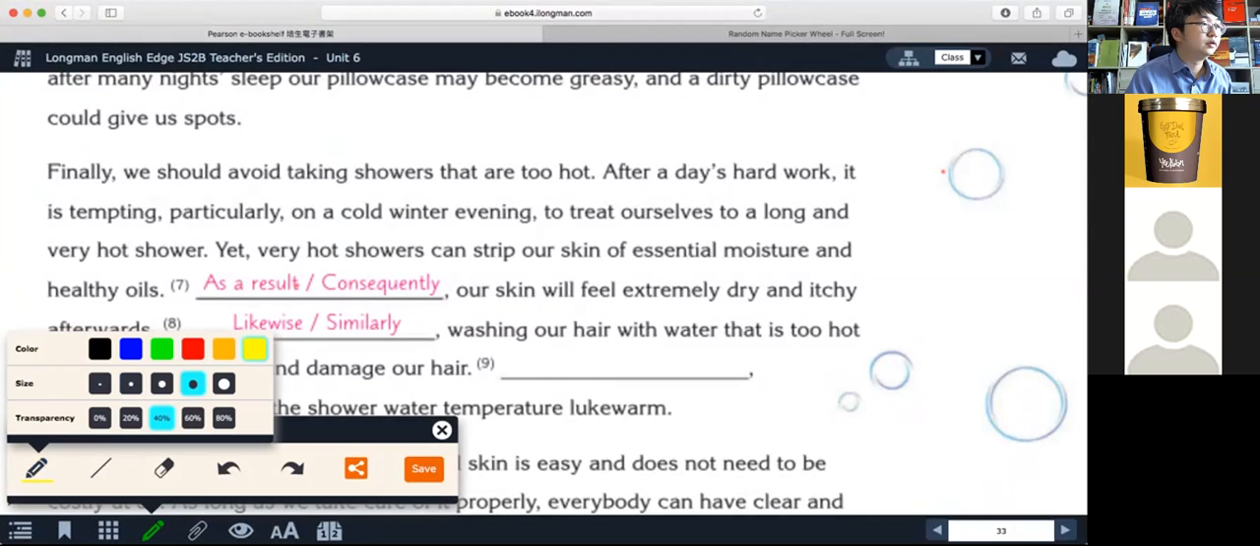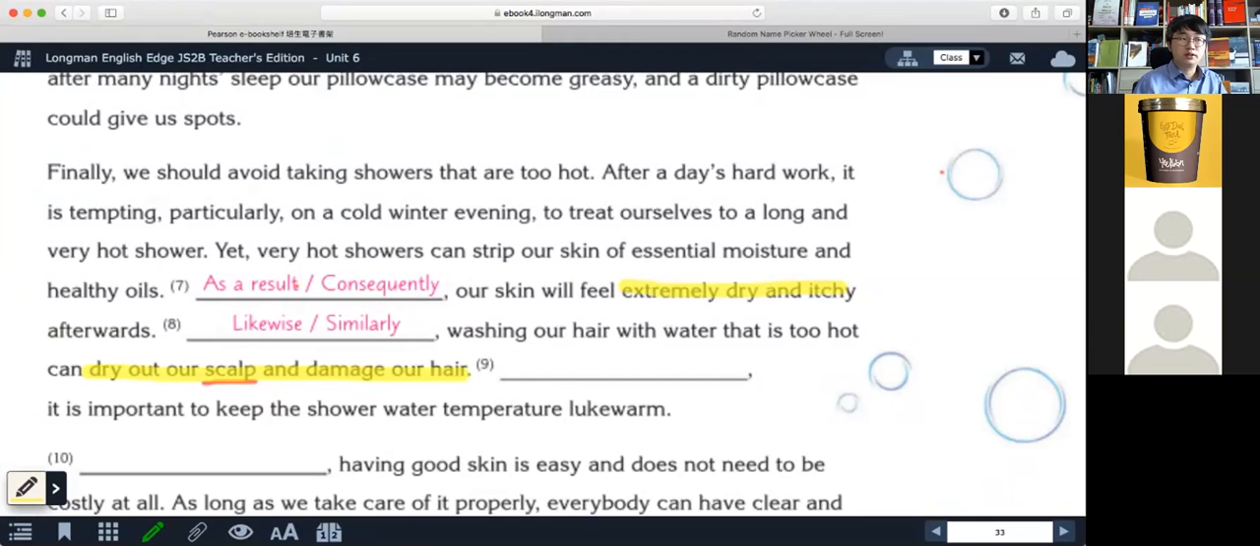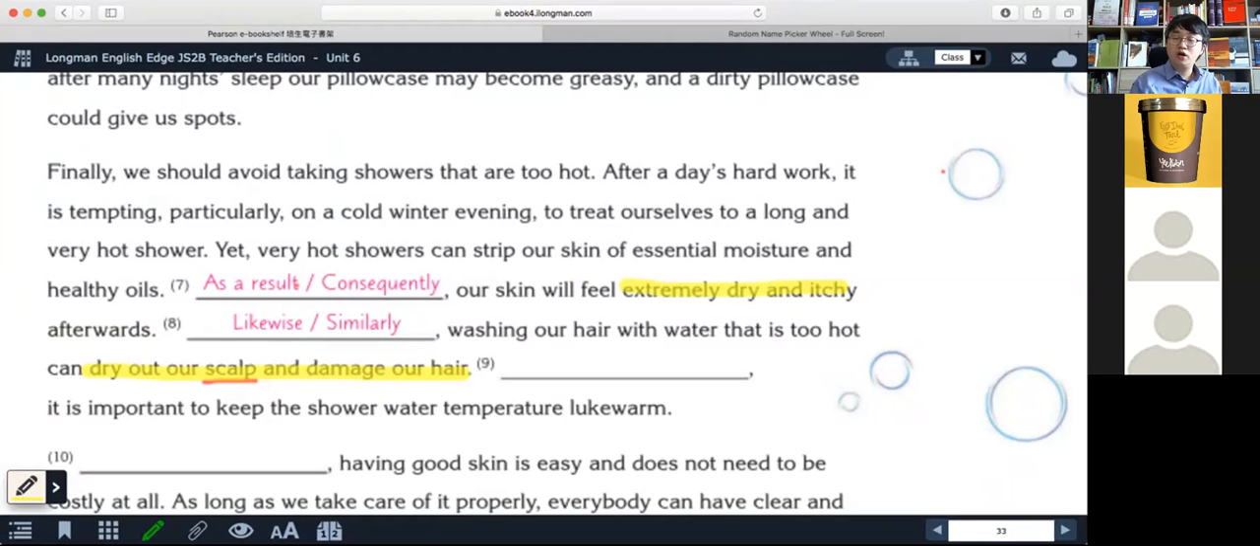let's see, here, feel extremely dry and itchy, and this sentence, dry out our scalp and damage our hair, they are similar. Both of them are about what? Are about some bad things, right? Your skin will be dry and itchy, and can dry out your scalp and damage your hair. Both are bad things. So we use a connective to make comparisons because they are similar. So here we need to use likewise or similarly.